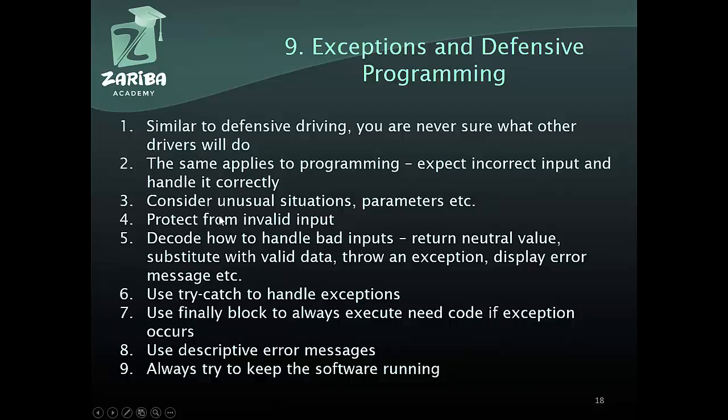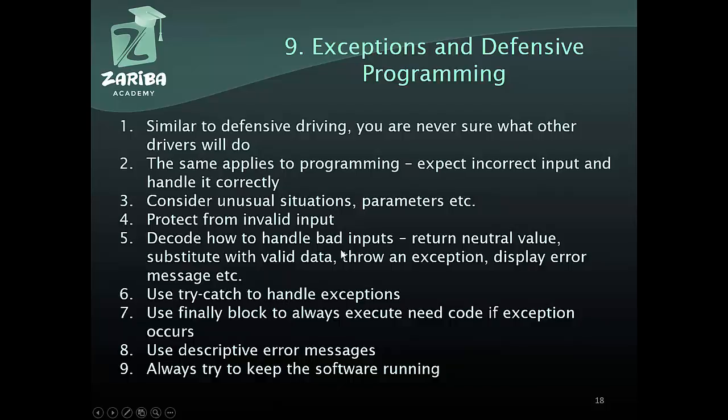Okay, consider unusual situations, parameters, and so on. So always check if someone has actually given you a value, if it's not a null, if it's of the correct type, if it's in the correct margins, and so on. So for the triangle, it should always be bigger than 0, for example. Protect from invalid input. This is similar to the one above.